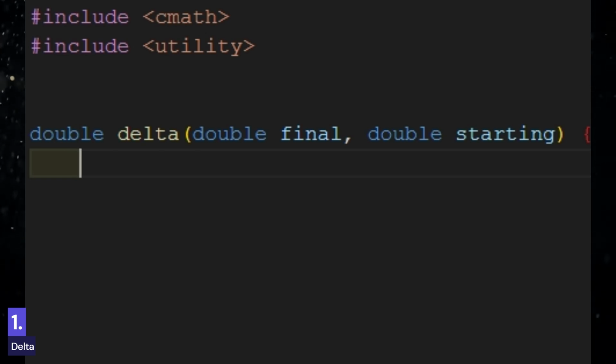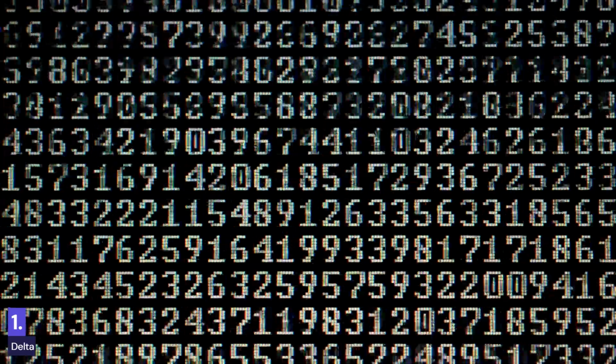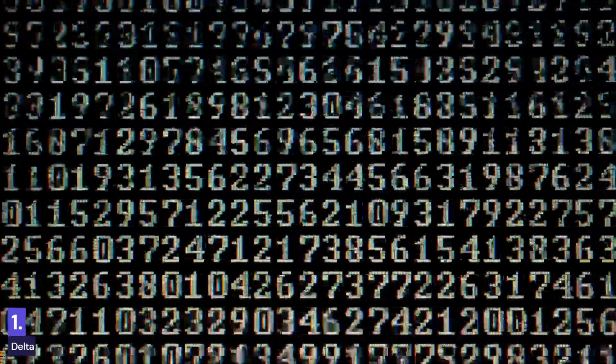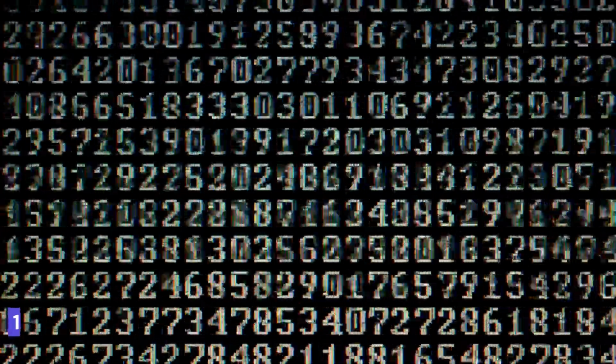It takes two arguments, final and starting, and returns the difference. This function simplifies repetitive calculations, particularly for changes in time, velocity, or distance.